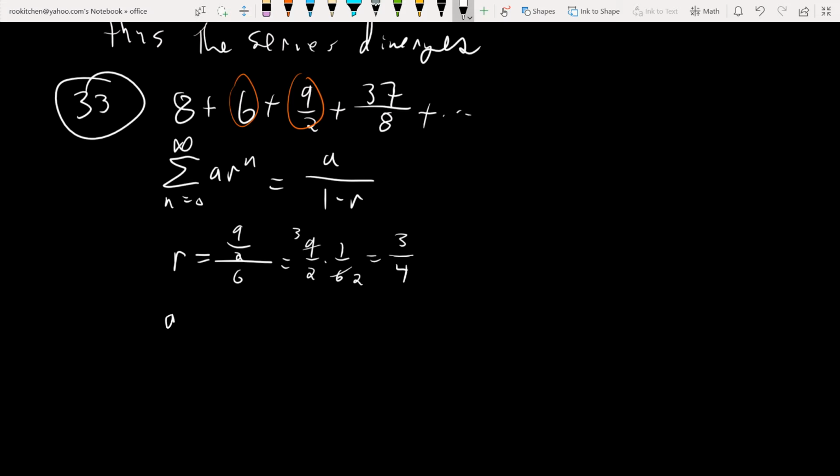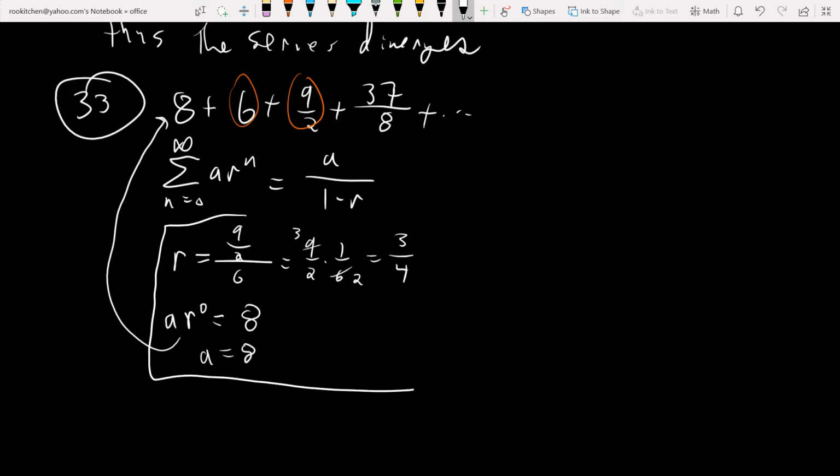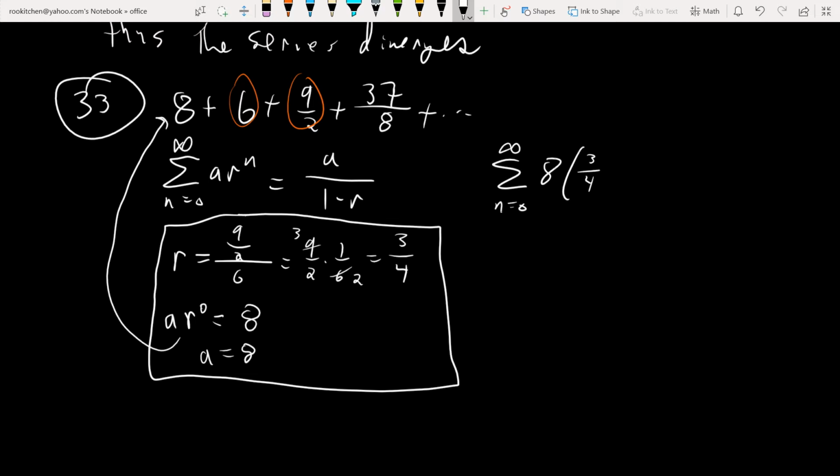For a, I note that when n is 0, I need ar to the 0 to equal the first term of my series, this guy. So ar to the 0 should equal 8. In other words, a must equal 8. Okay. So all of this material, then we substitute into our formula. So in our case, we have the sum from n equals 0 to infinity of 8 times 3/4 to the n.